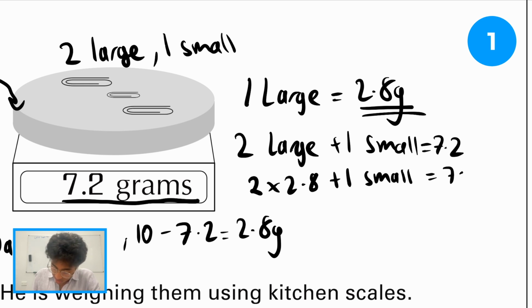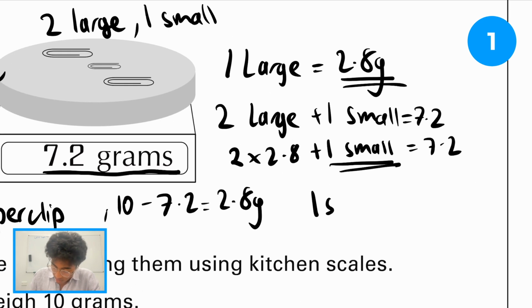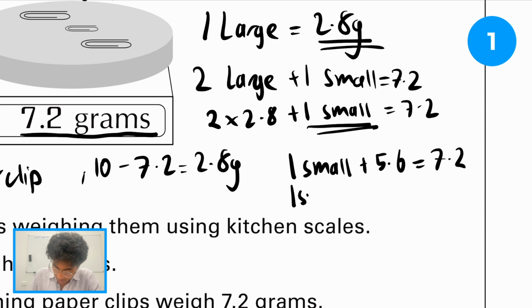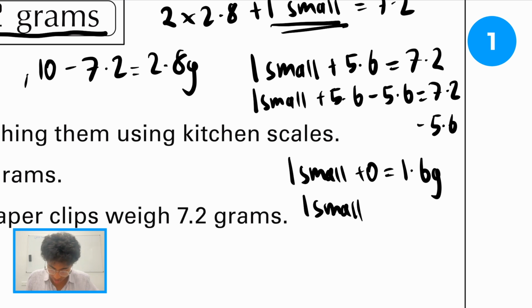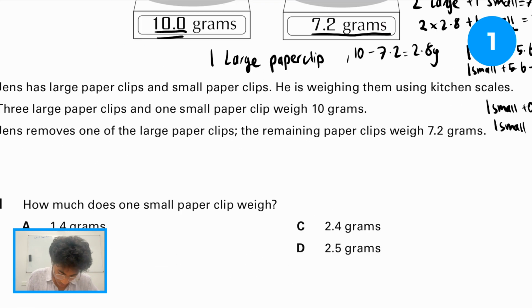So we need to isolate so we get the 1 small paper clip by itself. So that means 1 small paper clip plus 5.6 is equal to 7.2 grams, right? To get 1 small paperclip by itself, we need to do something to both sides so that this 5.6 gets rid of. Let's think, what can we do? What we do is we subtract 5.6 from both sides. So then we do 1 small paperclip plus 0 is equal to 1.6 grams. So that means 1 small paperclip is 1.6 grams. Let's see, that means our first answer is B.